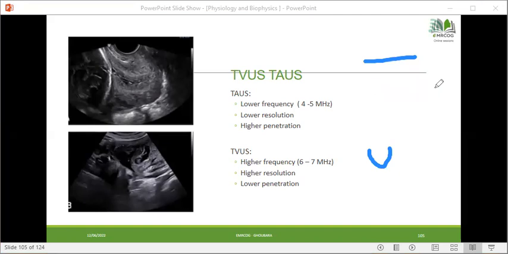The best resolution depends on what? The resolution depends on how many crystals are there in the probe. Each probe has many crystals. Those crystals' main function is to take the ultrasound waves that are directed toward the tissue and reflected back to the crystals. The crystals, like our brain, translate the waves into dots.